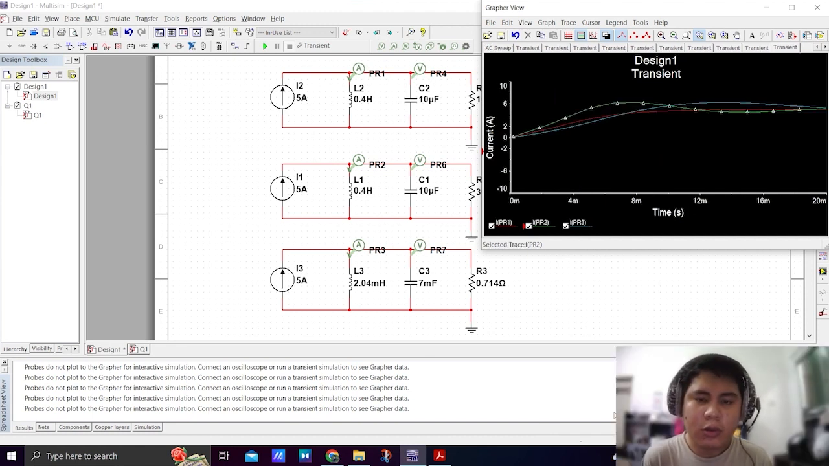If we want to record the simulation of our current, we must remove the voltage probe from the transient response and put in our current probe to get the output of our current. This is our waveform of current that we got on the underdamped circuit, critically damped circuit, and overdamped circuit.